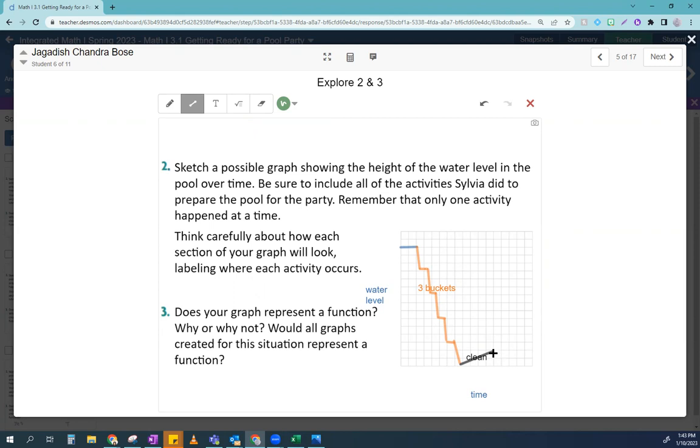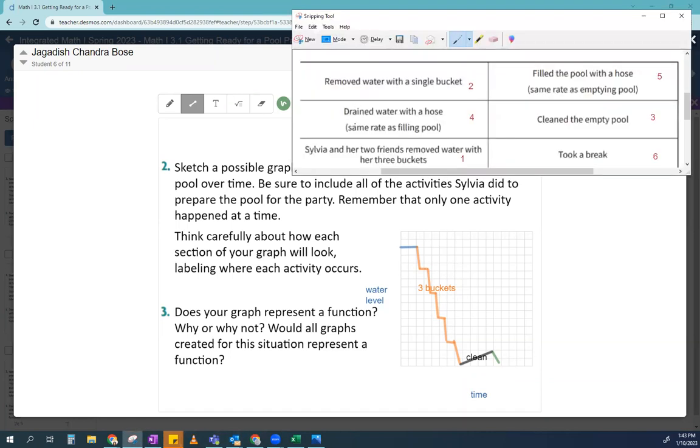Very good. It goes down. Why does it have to go down? Yeah, because you're draining the water out of the pool. That's what it says. Drain water with the hose. When you're draining something, is the water level going up or is the water level going down? Yeah, it's going down. Okay.